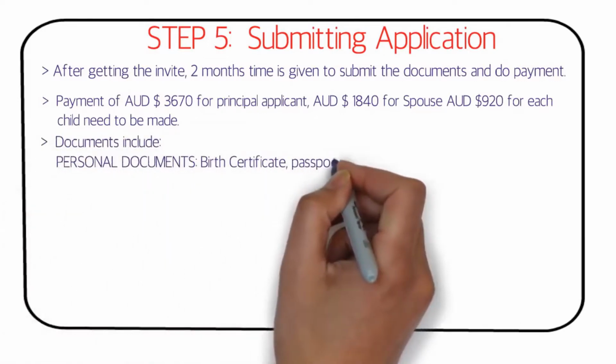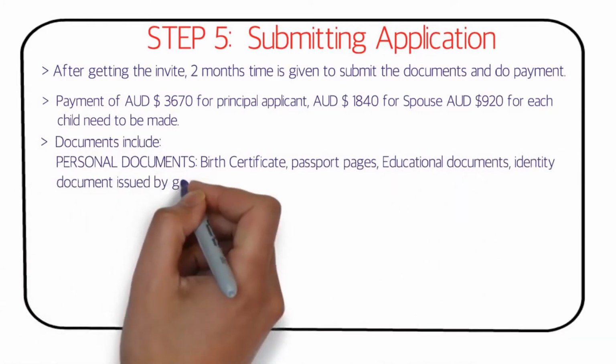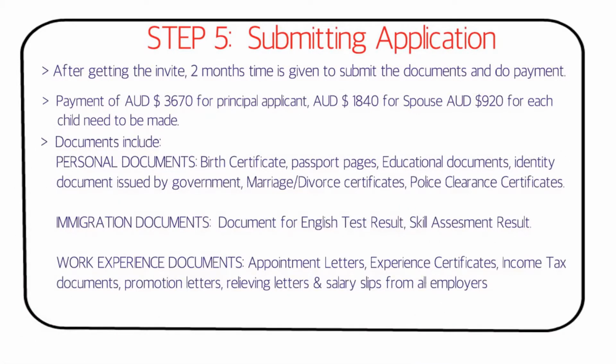Documents which are required, very important. There are three categories of documents. The first one is the personal documents. You are required to submit the birth certificate, the passport pages, educational documents, identity document issued by government, marriage or divorce certificates, and police clearance certificates as well. Immigration documents: you need to submit your English test result and skill assessment result.